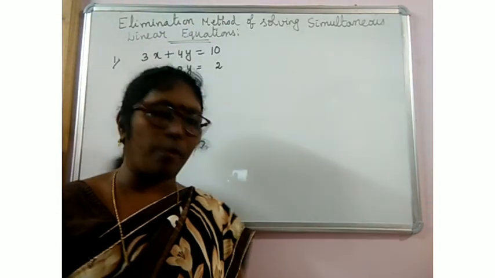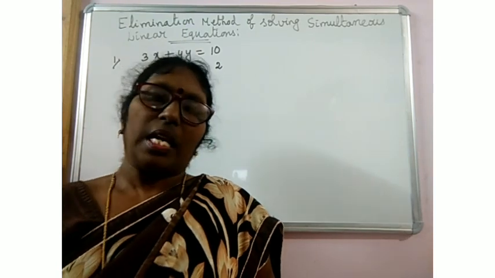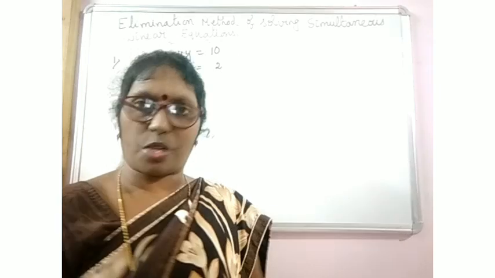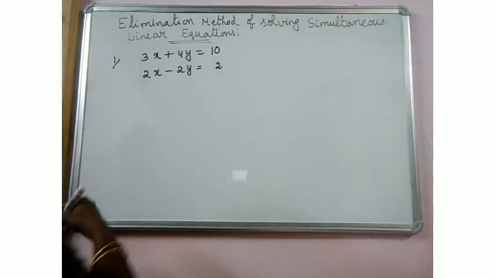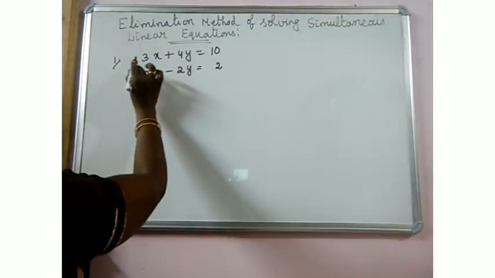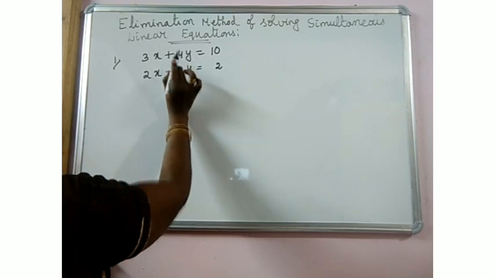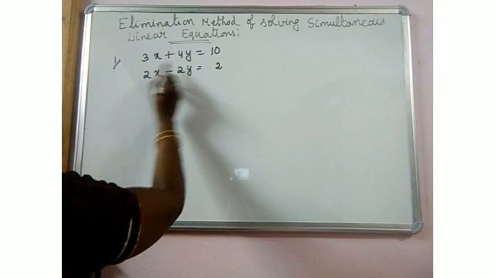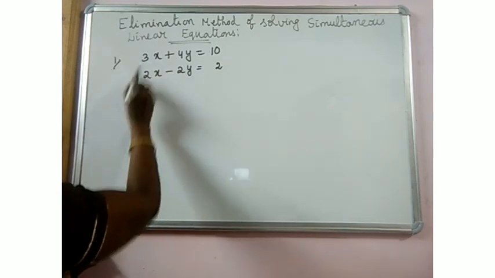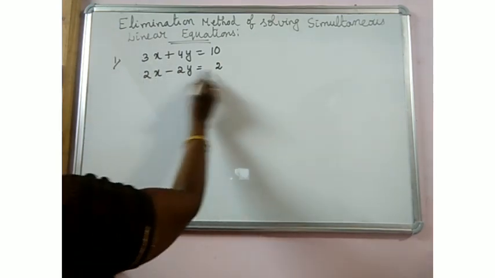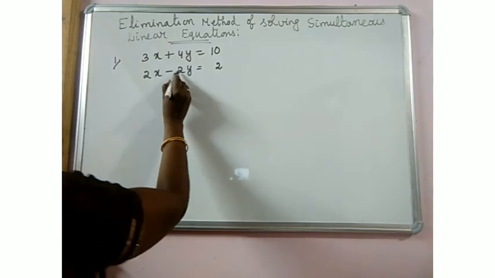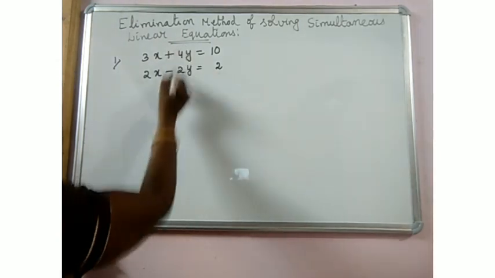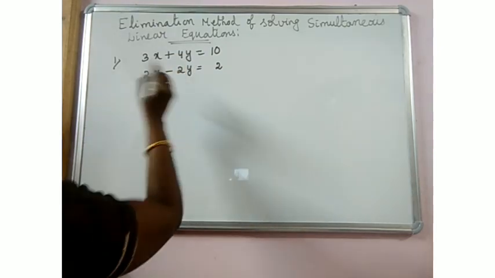Let me explain. Elimination means you have to eliminate either x or y by working it out. Let me show you how to do this. In the first equation, the coefficient of y is 4. In the second equation, the coefficient of y is -2. And here the x coefficients are 2 and 3. If you multiply the second equation by 2, you get -4 here. Then we can cancel and eliminate this. I hope this is clear.